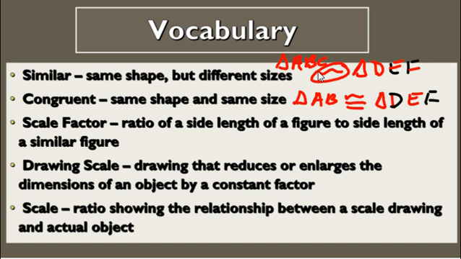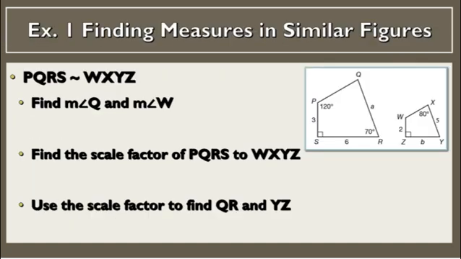So those are the vocabulary words we're going to be working with today. So let's take a look at our first example. Finding measures in similar figures. So figure PQRS is similar, because there you see your little swervy line, to WXYZ. And just to let you know, the order does matter. So P is in the same place as W, Q is in the same place as X, R is in the same place as Y, and S is in the same place as Z.